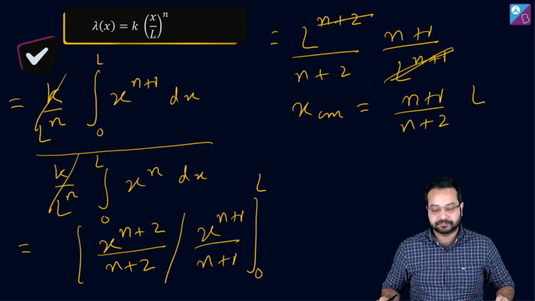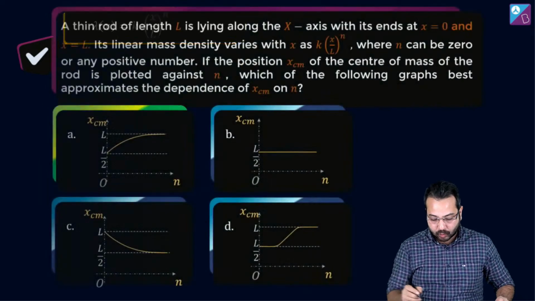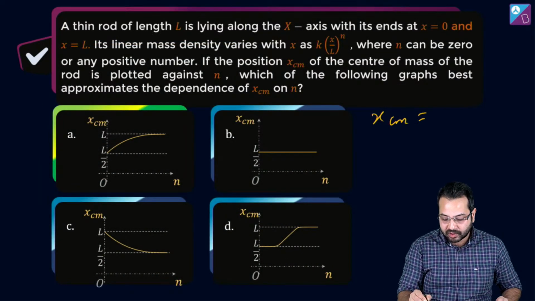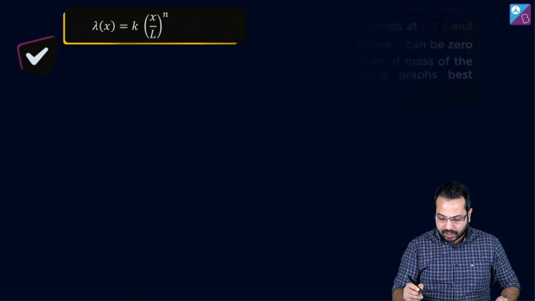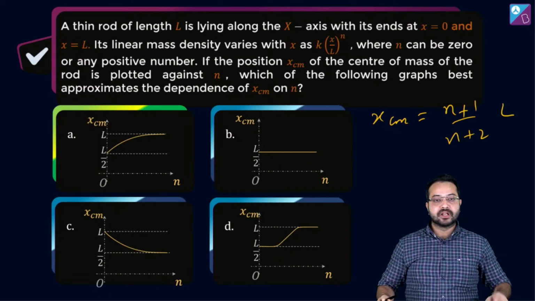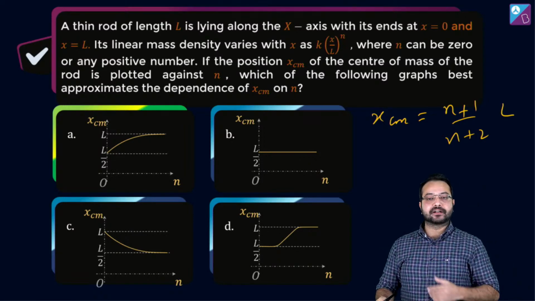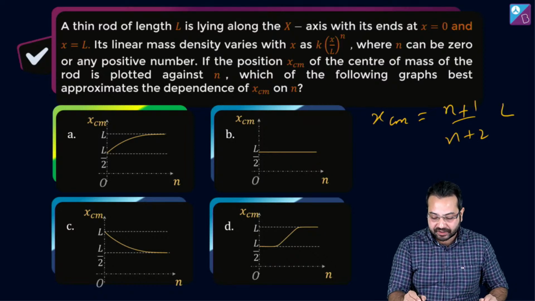Is that correct? Are we clear with this? So I'm going to write it down over here. XCM is equal to n plus, was it 1 or 2? n plus 1 divided by n plus 2 into L. Now can you tell me which is the correct graph? We have found out the relationship. Now can you tell me which is going to be the graph?